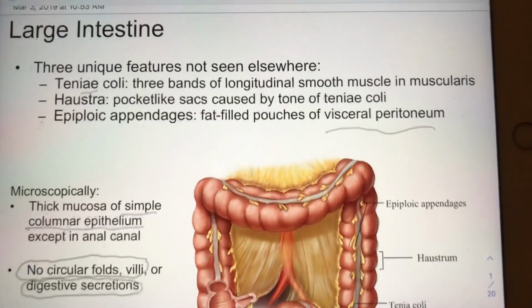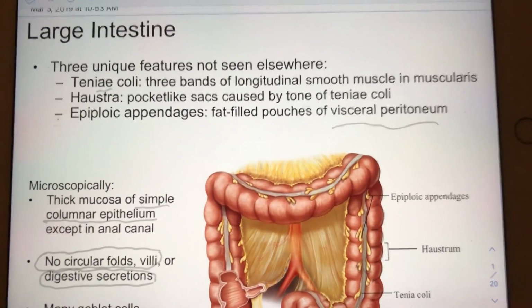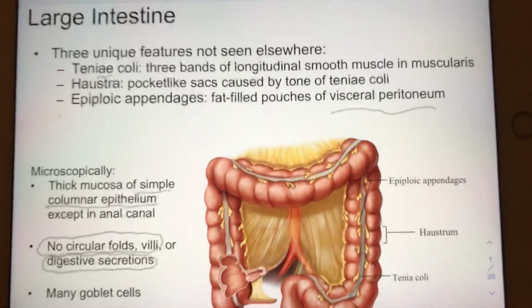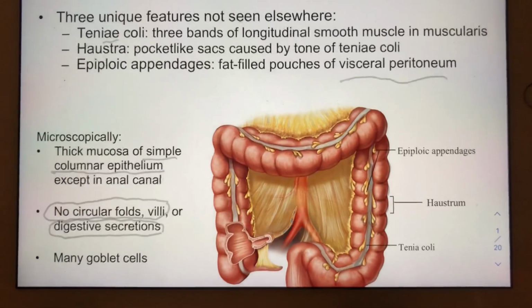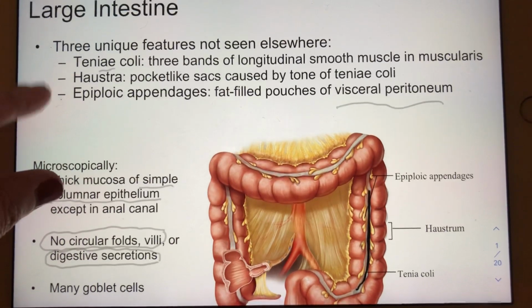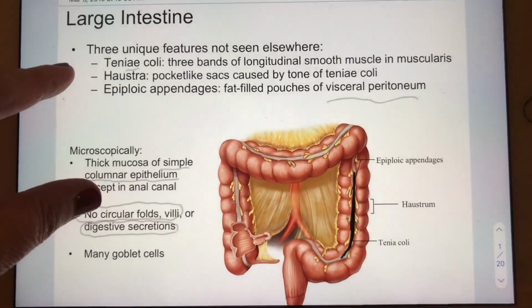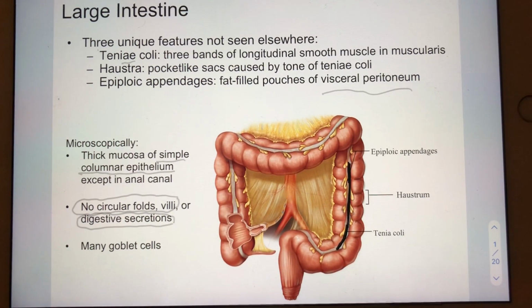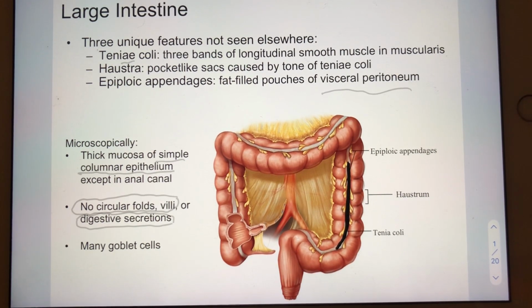This second file of 23C starts with the large intestine, but we will refer back to the small intestine quite often. The large intestine has rather taut, it looks a bit like a rope or a tendon, but it actually isn't. It's a collection of three longitudinally oriented smooth muscle bands, and it's called the Tenia coli, or if we were to pluralize it, it would be Teniae.